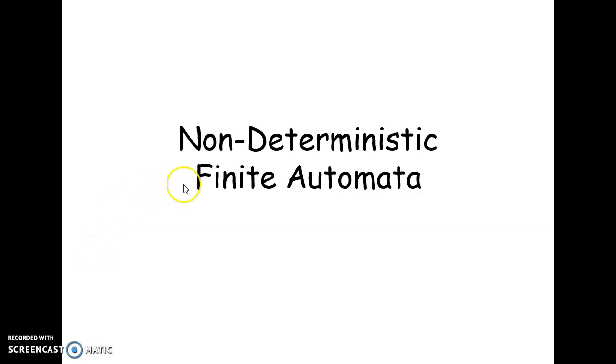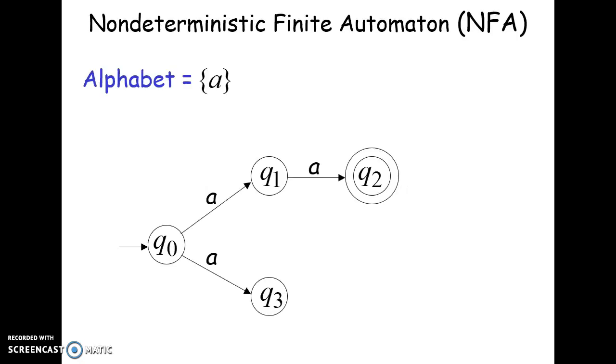Our next topic is non-deterministic finite automata. अब हम non-deterministic finite automata, which is in short NFA, will study about that. A non-deterministic finite automata. Let's say this is your input alphabet. आपका sigma में सिर्फ एक letter है, which is A, and this is your NFA. Now let's see कि इसमें और एक DFA में, NFA में और DFA में difference क्या है.